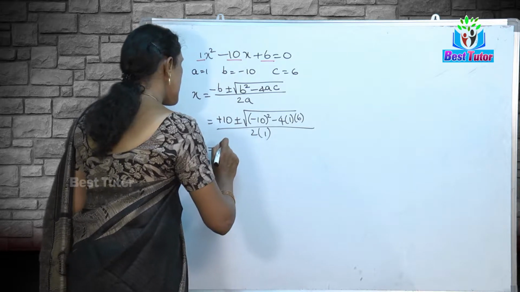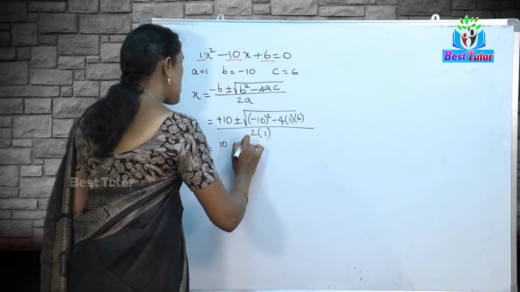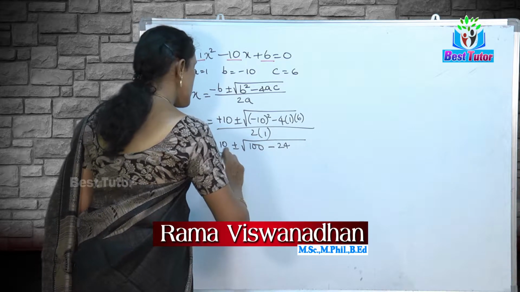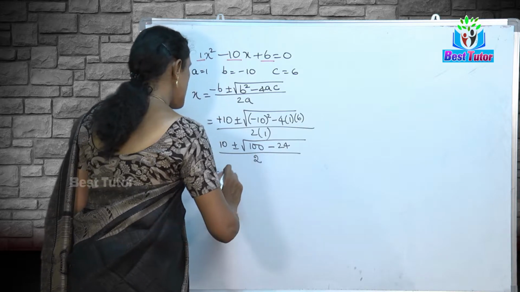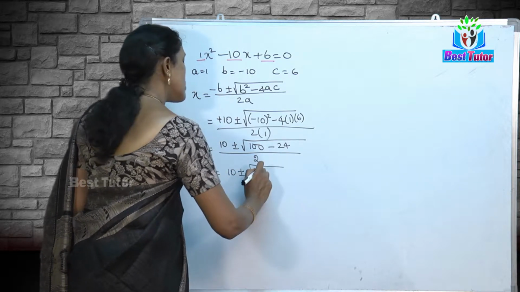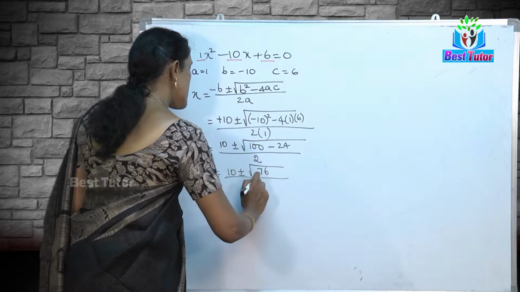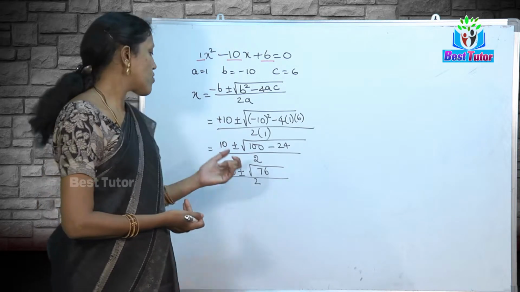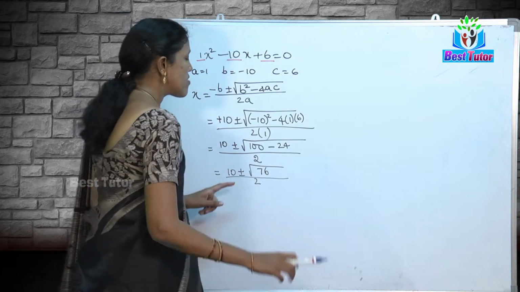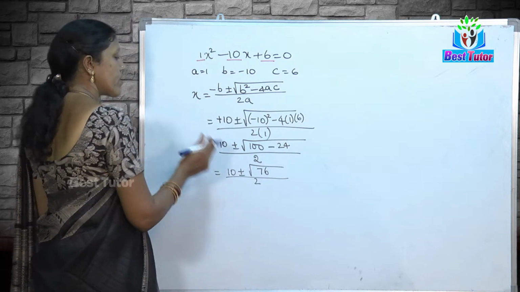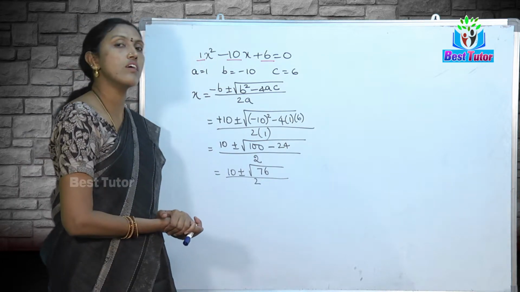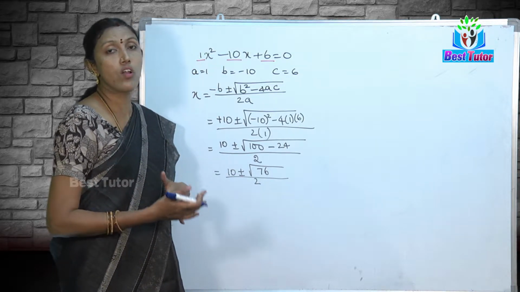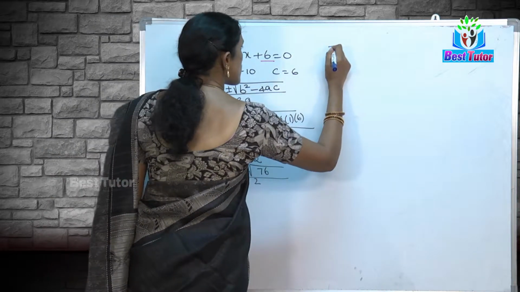When we start simplifying this, we get 10 plus or minus root of minus 10 whole square is going to be 100 minus 24 by 2. 10 plus or minus root 76, isn't it? By 2. 100 minus 24 is going to be 76. 76 is not a perfect square. So how are we going to continue with the solution? 76 is not a perfect square, but we need to find the square root of this 76. And in the earlier videos, we have learned how to find the square root of a given number, which is not a perfect square, using the long division method. You can refer to those videos.